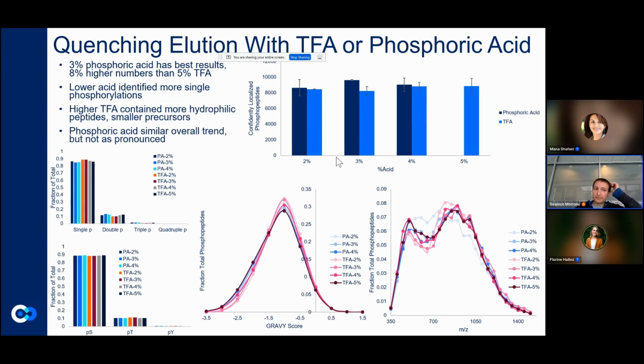And we found that for lower acid percentages, we were generally getting more single phosphorylations. And for higher percentage of TFA, we got more hydrophilic and smaller precursors. And the phosphoric acid, it was similar, but it wasn't nearly as pronounced as the TFA conditions. So this shows that with certain percentages of acids, you may actually be losing some of your subpopulations of phosphopeptides.